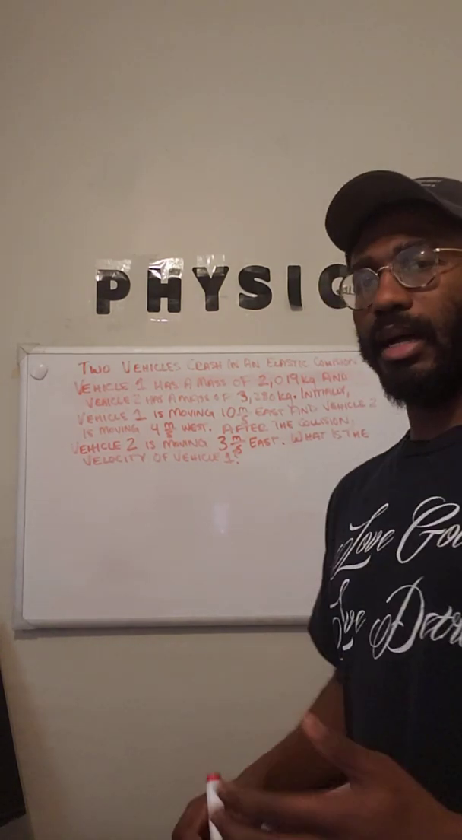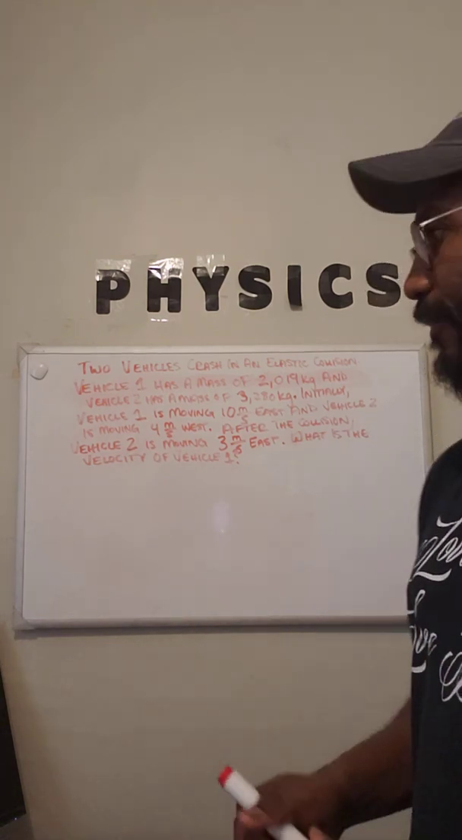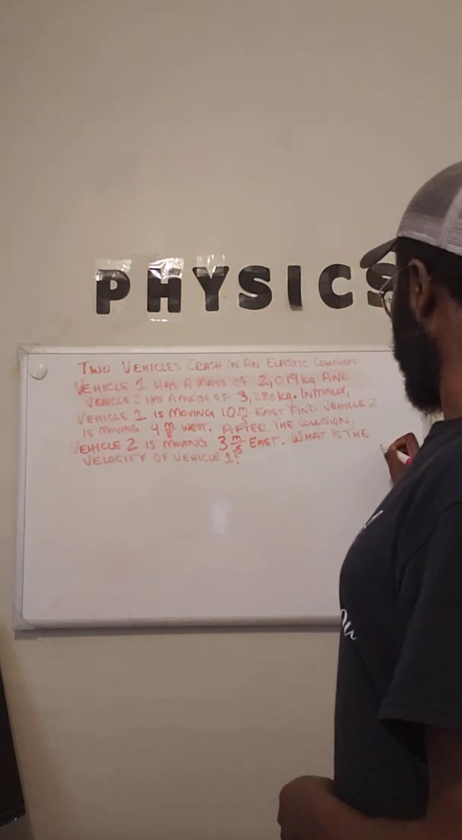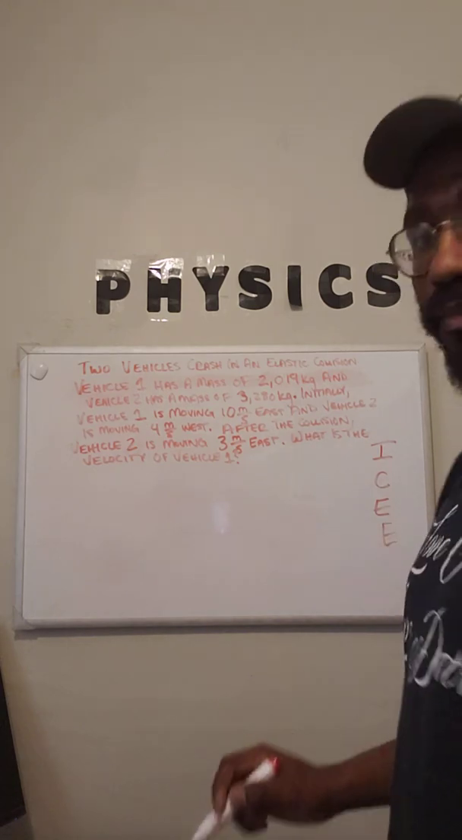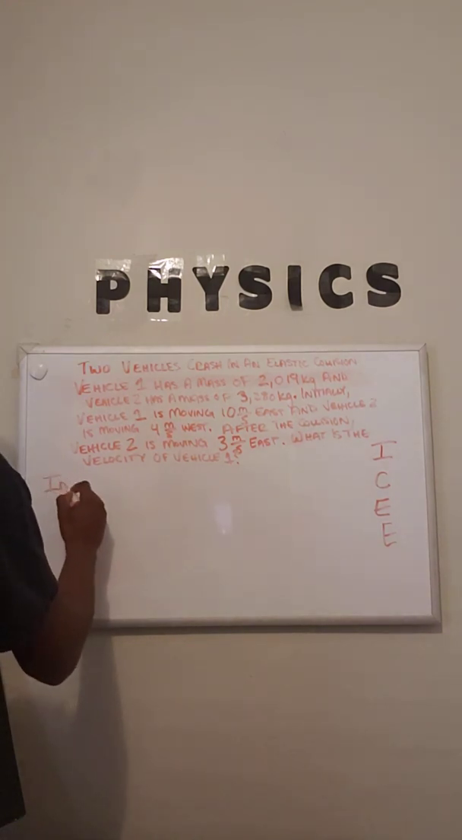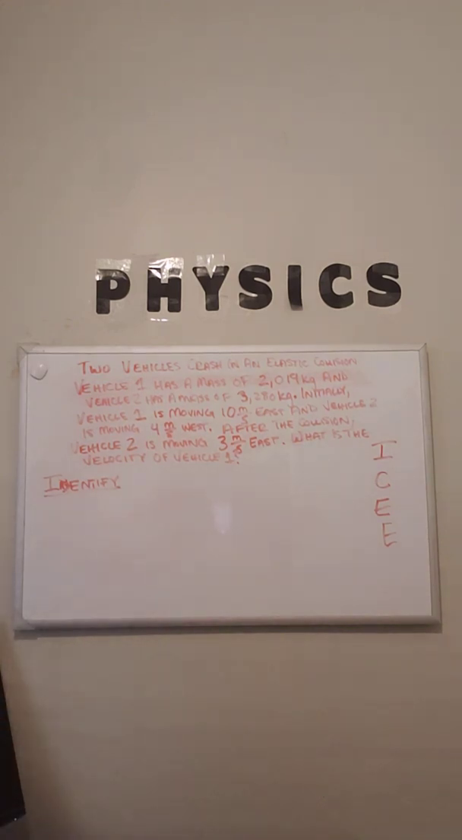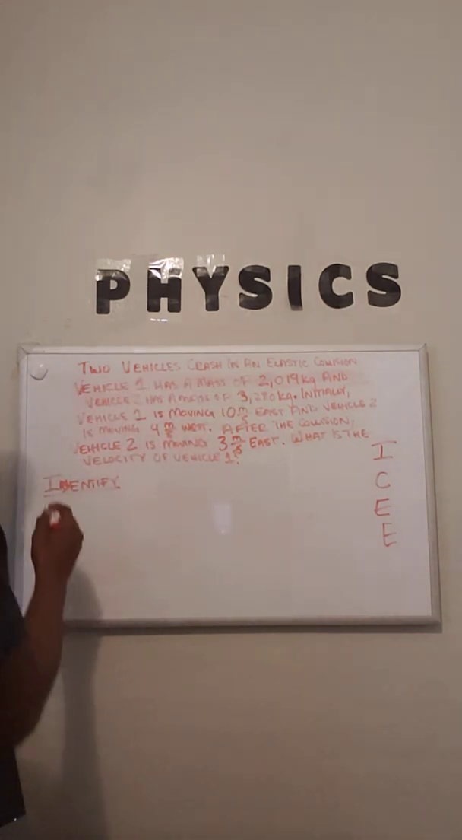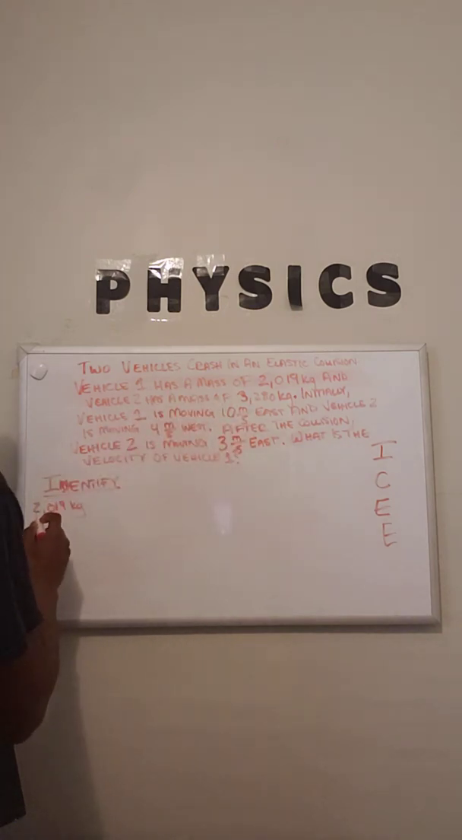So we have our elastic collision problem here. The first step is identify. I'm going to write my steps of the ICE method over here. With the identify step, we just want to write down all of the measurements in the problem. So we see 2,019 kilograms, and we see 3,280 kilograms.